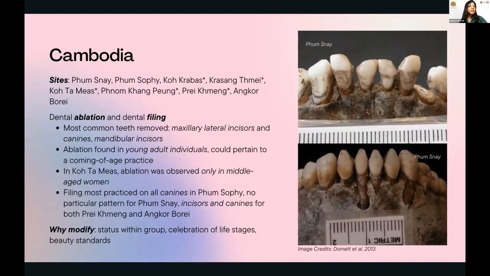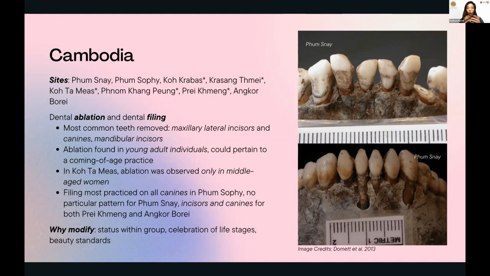In Cambodia, there were several sites. However, for a large number of these, from Kokrabas until Prikmeng, the samples were only about 1 to 2 individuals, so although there is a wide distribution across the sites, some of them don't have as many samples. Nonetheless, it was observed here in Cambodia that most of the modification practices are dental ablation or dental filing. Among teeth removal or ablation, the most commonly removed teeth were the maxillary lateral incisors and canines, and on the mandible, the lower part, it would be the incisors.